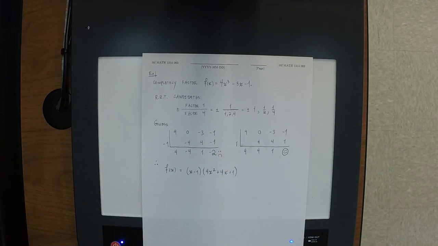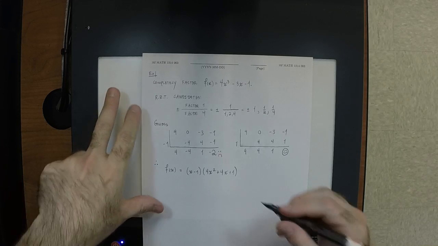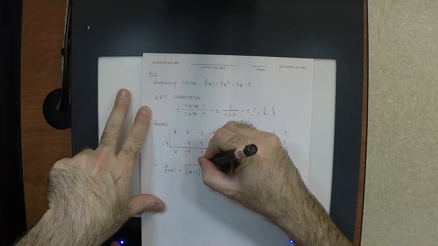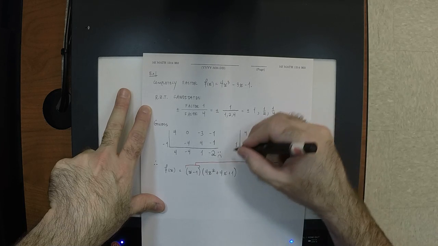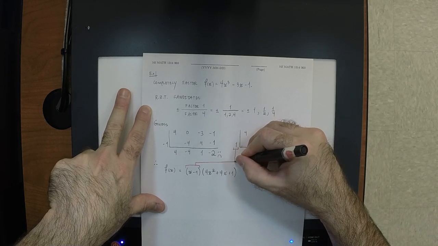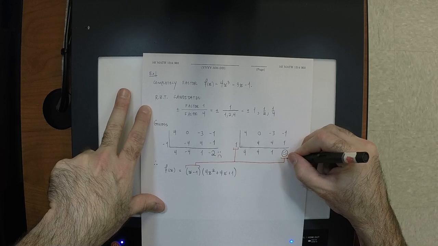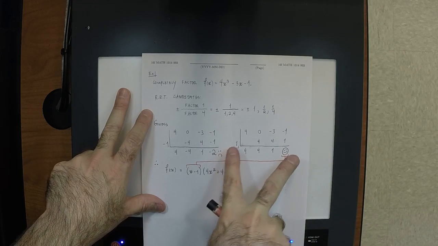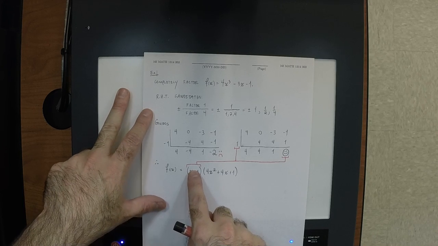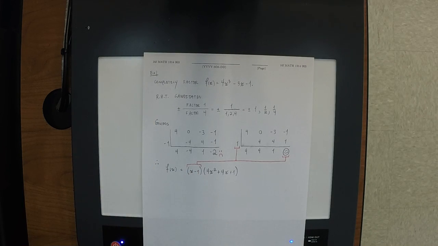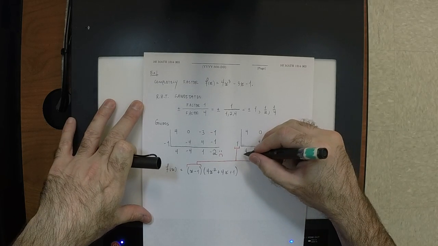So, specifically, we know this because of two things. We got a 0, and we got a zero by plugging in one. So the fact that we plugged in one and got zero means that x minus one is a factor. But even better than that, it also tells us that the other factor is this quotient.